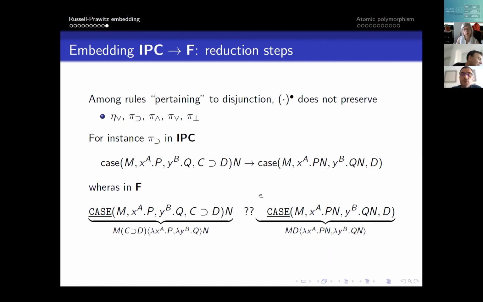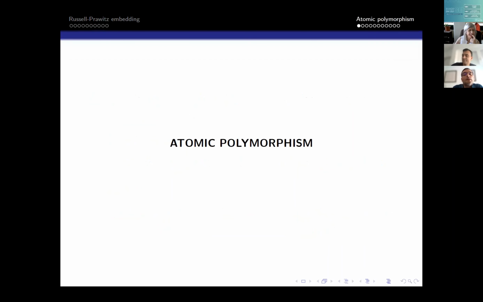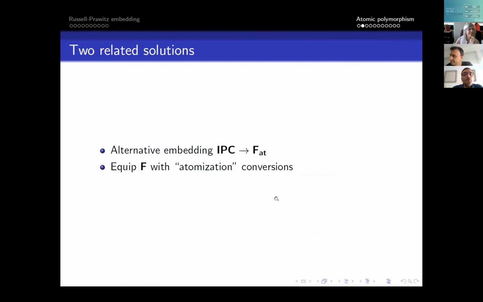So this is our excuse to now talk about atomization in system F as a means to solve this problem. Okay, so atomic polymorphism. There are two related solutions to this problem. One is, instead of translating to full system F, just to translate to this atomic fragment. And the second solution is to equip system F with new conversions that do atomization. So we will see what this means. And these two solutions are related.